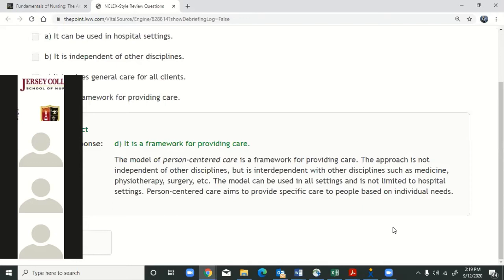All right, so it's a framework for providing care because it's not independent of other disciplines. It's actually interdependent. We use it within all those disciplines, and it can be used in all settings. It's not just limited to the hospital. Also, it aims to provide specific care to people based on an individual need, not on general care.